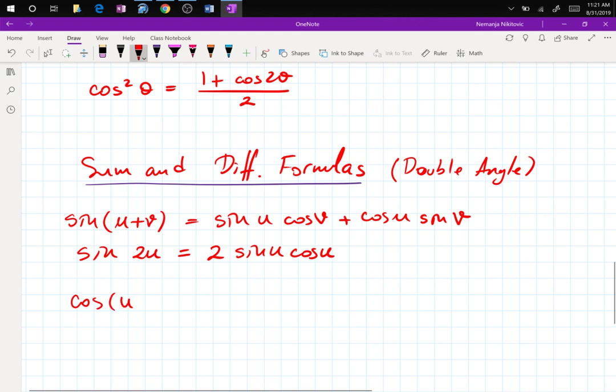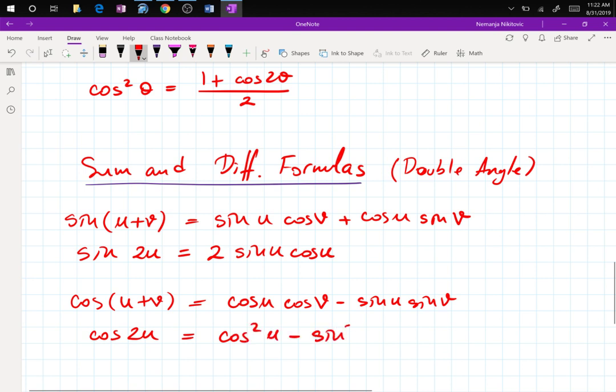So cosine of u plus v is going to be cosine u cosine v minus sine u sine v. So see the sign changed. And now that means that the cosine of 2u is going to be cosine squared u minus sine squared u. And we are done with trig formulas. That's it. These are the trig identities that you must know to survive Calc 2.